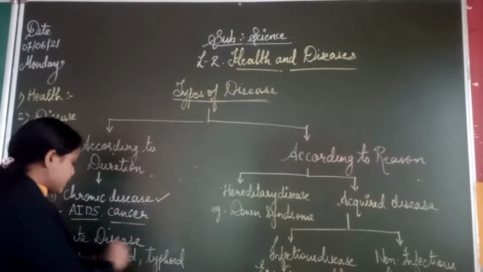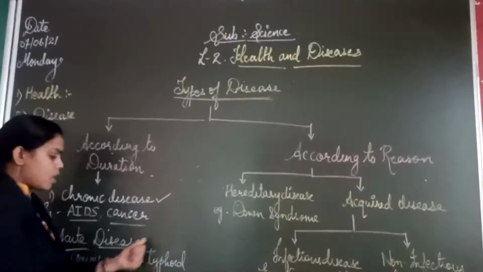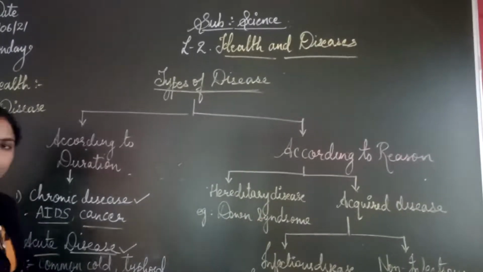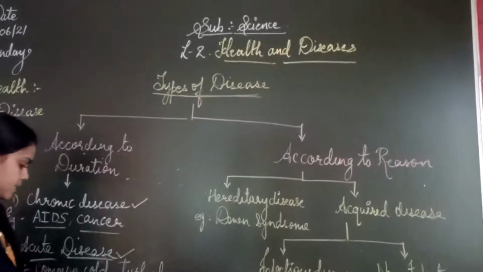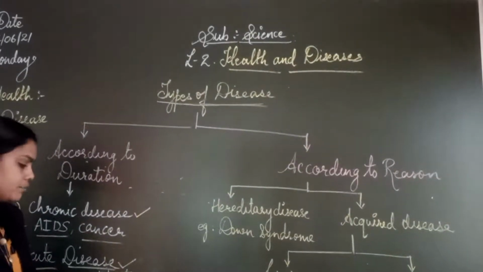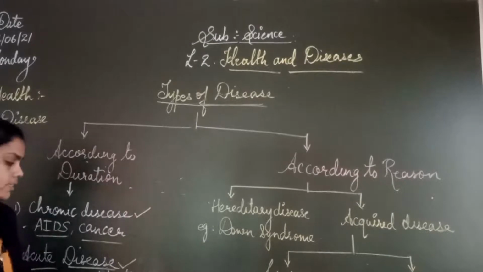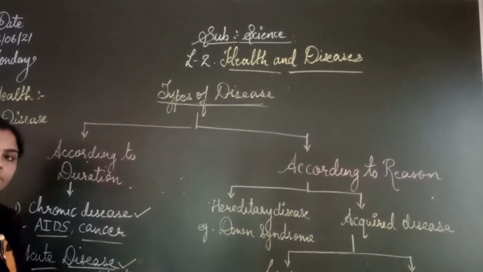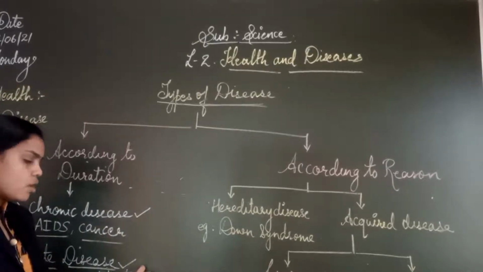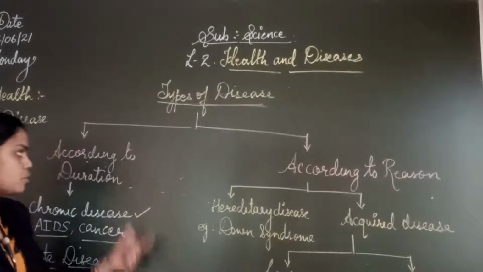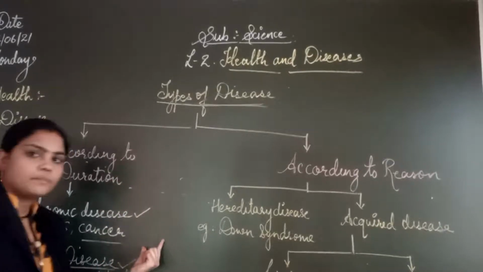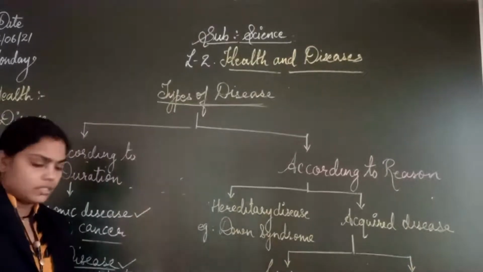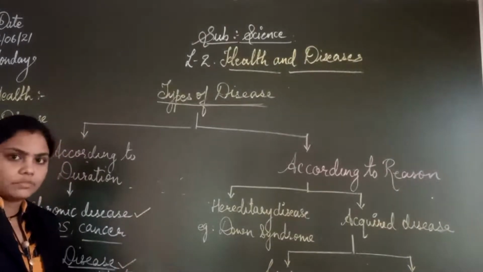The second one is acute disease. Acute disease occurs for a short period of time. It may be common cold, typhoid, malaria or cough. That occurs for a short period of time. So that is what we call acute disease, which occurs for a short duration in the body. Right? So these are the two types of diseases we have seen, acute disease and chronic disease, according to duration. And we have seen different examples also.